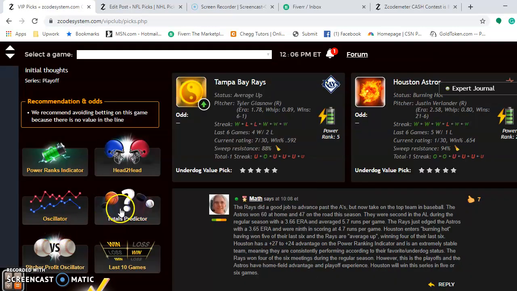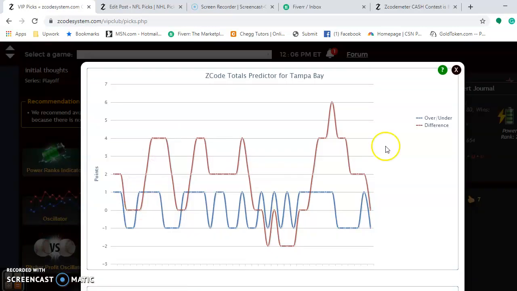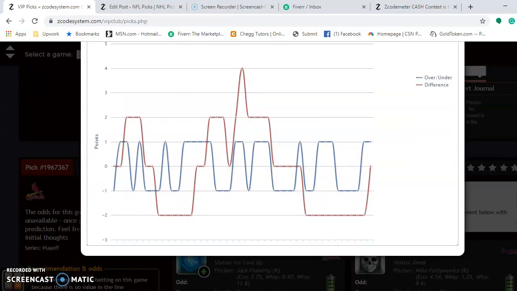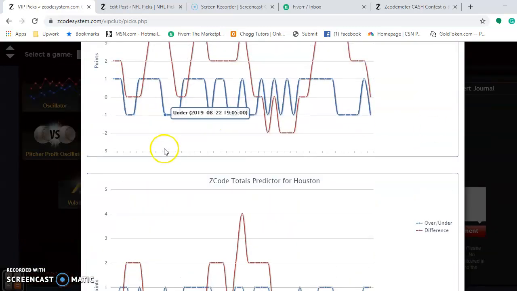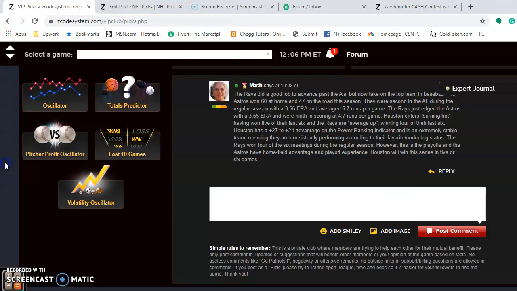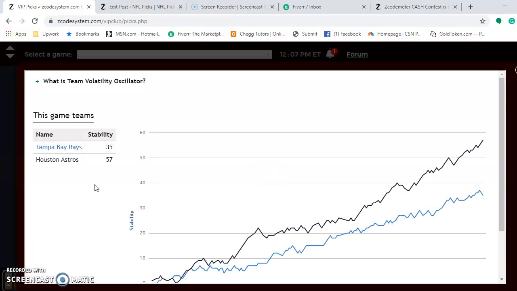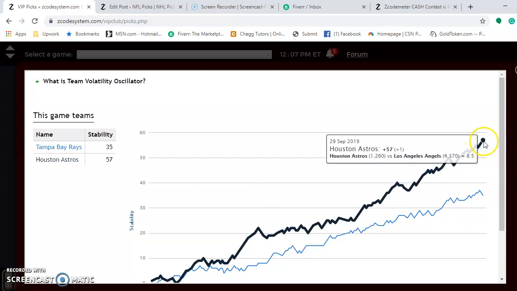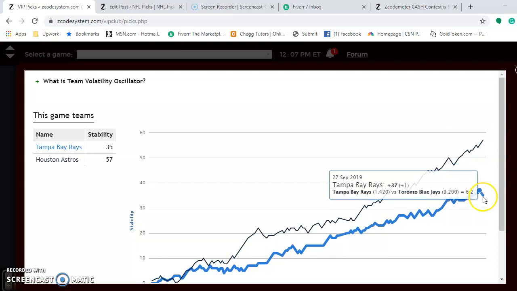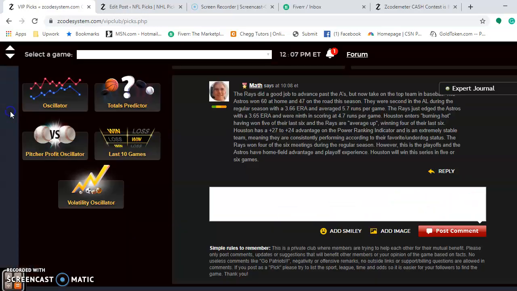If you take a look now at the totals predictor, if you're considering the over-under for games in this series, you will see that Tampa Bay is playing in games trending over. Houston is playing in games trending under, so it's probably best to avoid the over-under in games in this series. If you take the volatility oscillator to see how stable the two teams are, both teams are pretty stable. Houston is extremely stable at plus 57, and then there's Tampa Bay at plus 35. It means that both teams are performing pretty consistently according to their favorite underdog status.